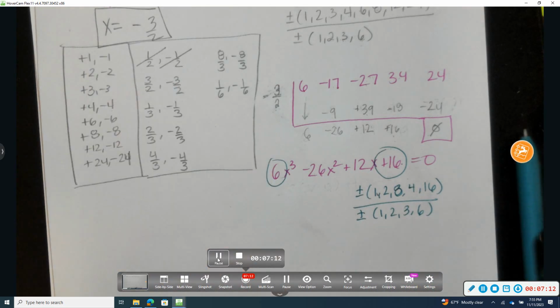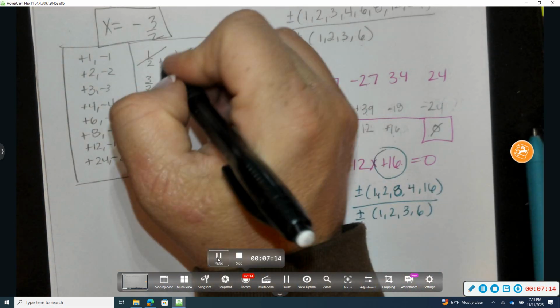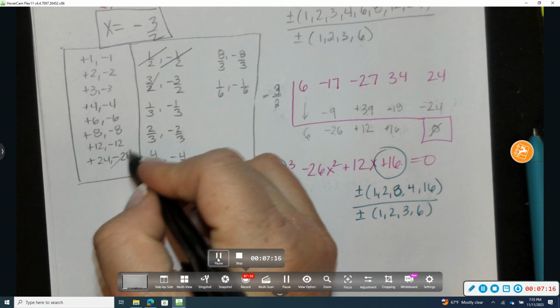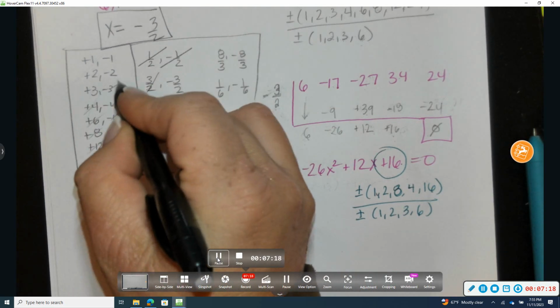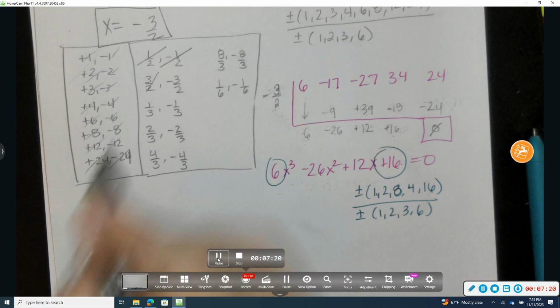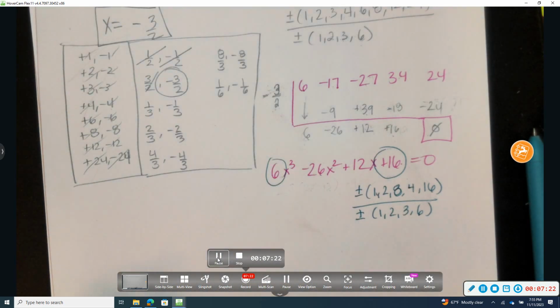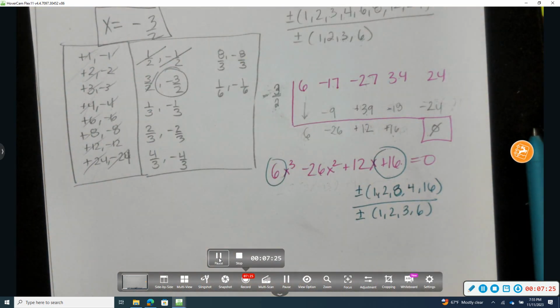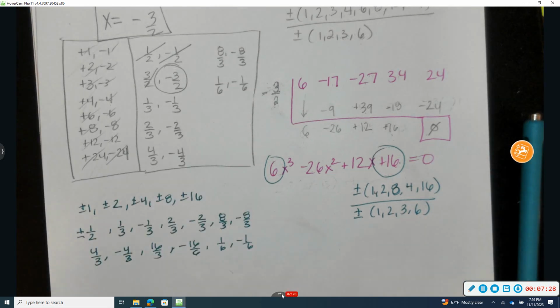Now remember, let's go back over here and talk about what did not work. So all of these did not work. If I'm crossing them out, I know I never have to test those again because those did not work. The first one that worked for me was a negative 3/2. I'm going to write these out now. Okay, so I've gone through and I wrote down all of the possible rational roots.